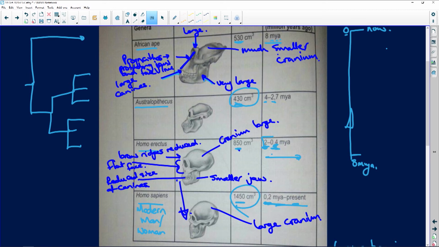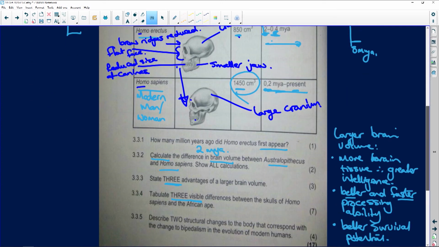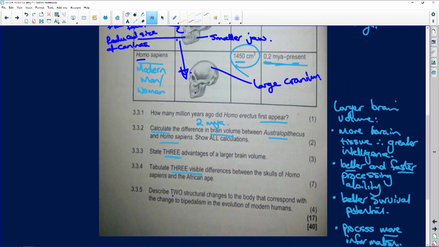But I mean, there's very little difference between Homo erectus and Homo sapiens anyway, except that the cranium size is a bit larger, and you've also got the teeth here are larger where they are smaller here. Alrighty, what else did they want here? And then describe 2 structural changes to the body that correspond with the changes to bipedalism.